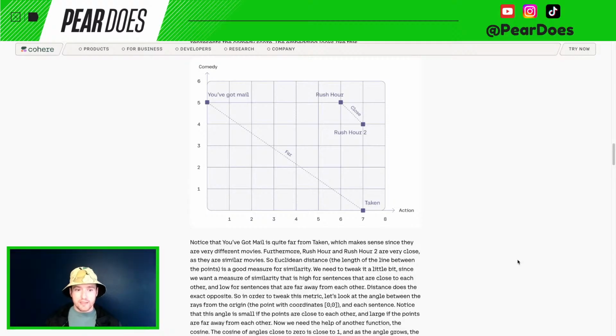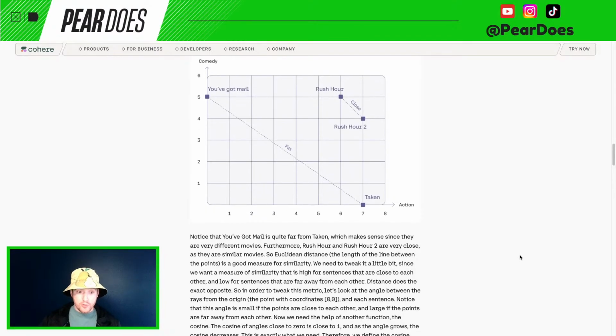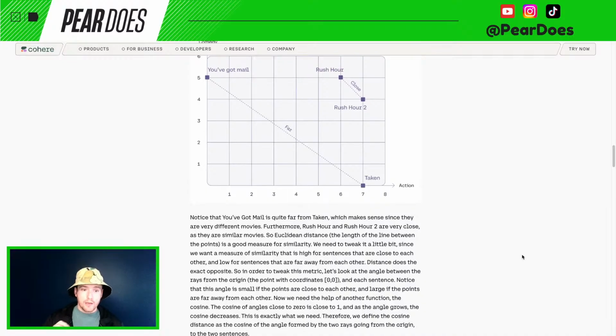Distance does the exact opposite. In order to tweak that metric of distance being the measure, the bigger the distance number, the less similar they would be, and the shorter the distance, the more similar they would be. But that's kind of counterintuitive. We want the higher the number, the more similar.